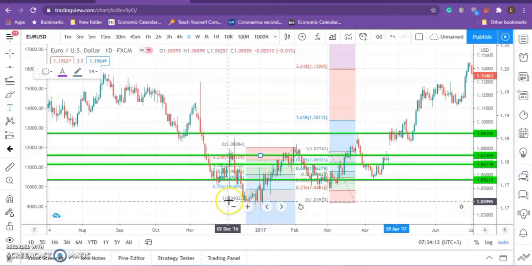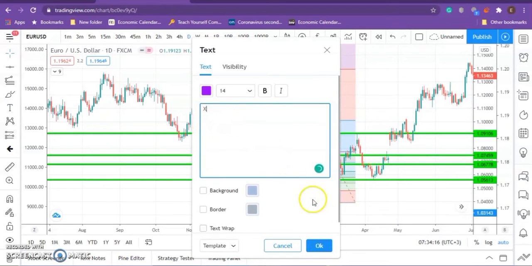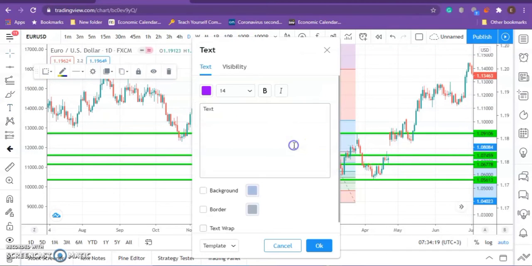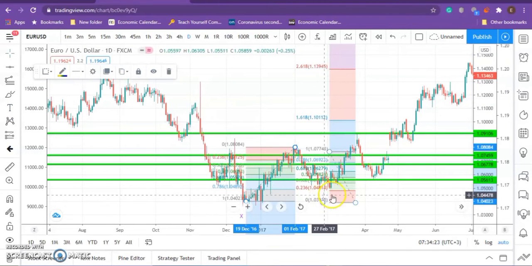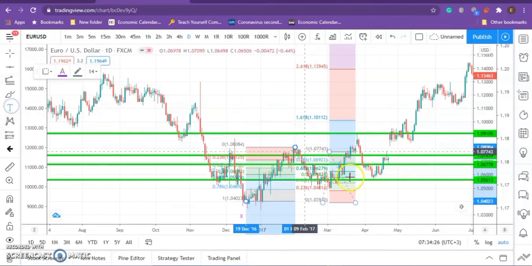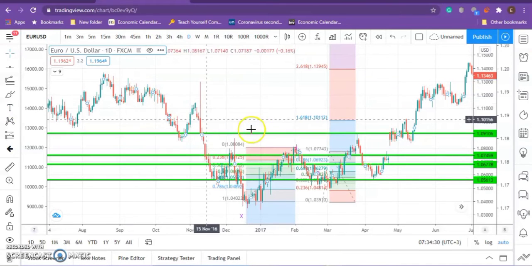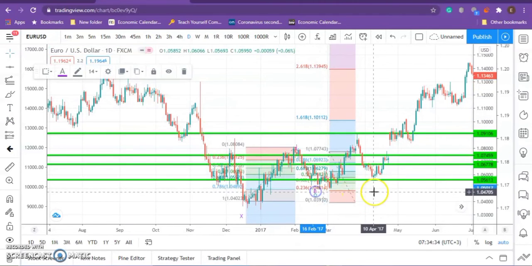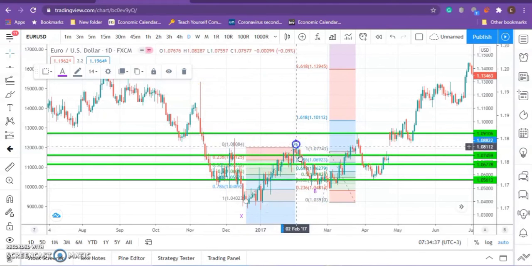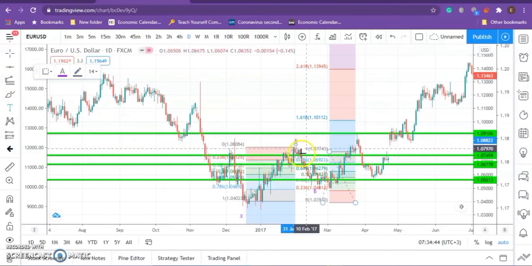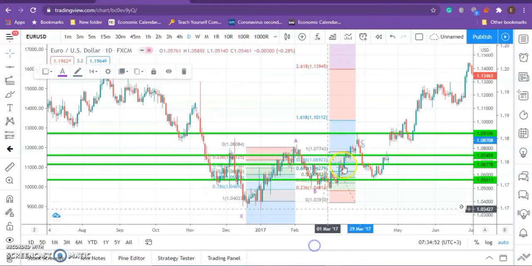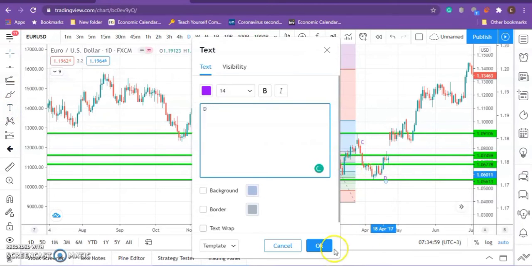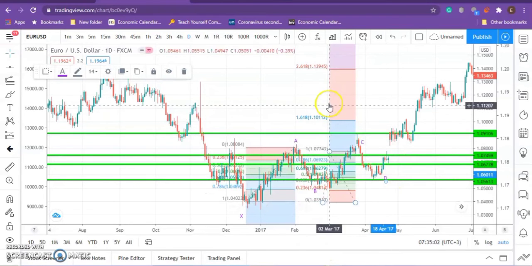So for you to see better, I'm going to name them. This will be X, and this will be A, and this level here will be B, and this will be C. This will be our C, and then this will be our D. This was actually a very, very good one.